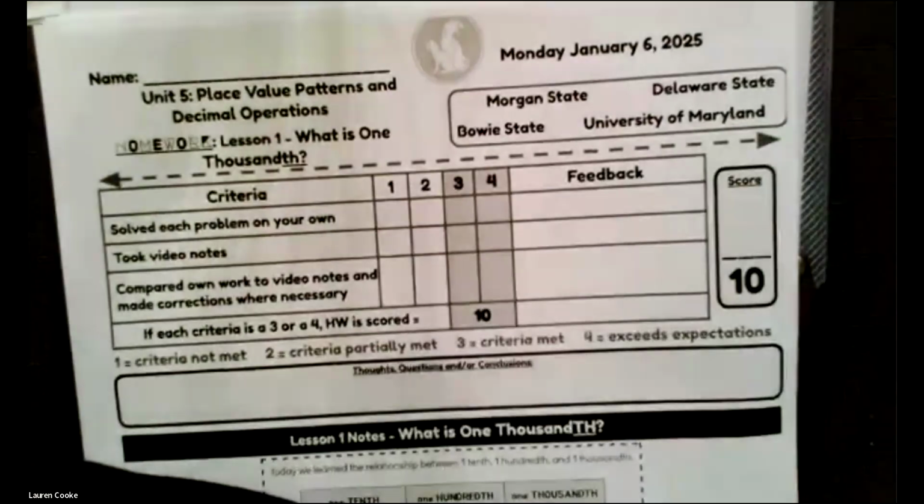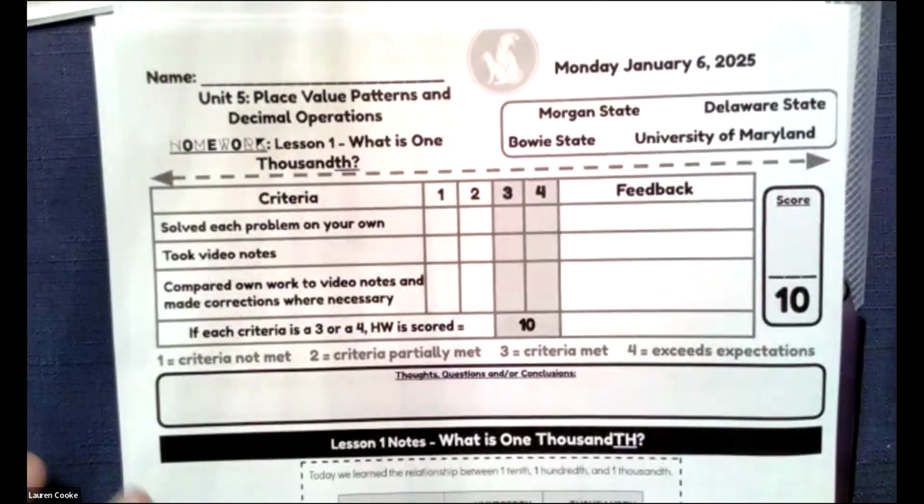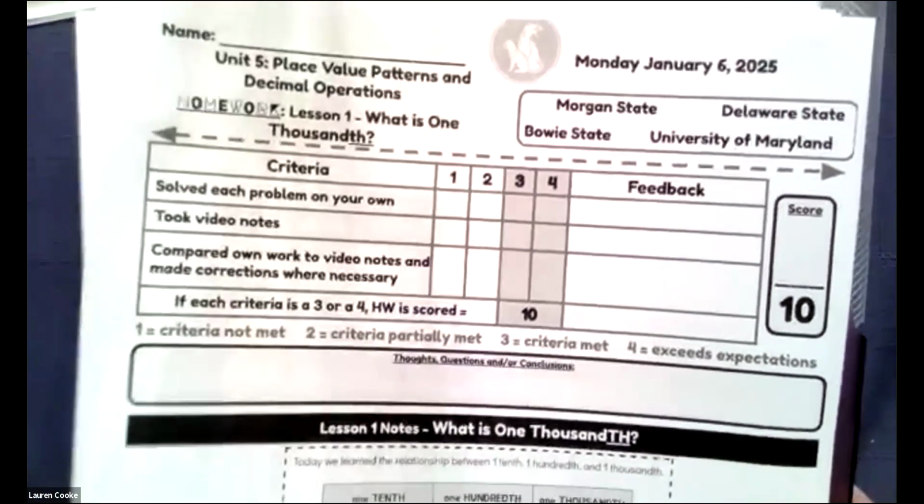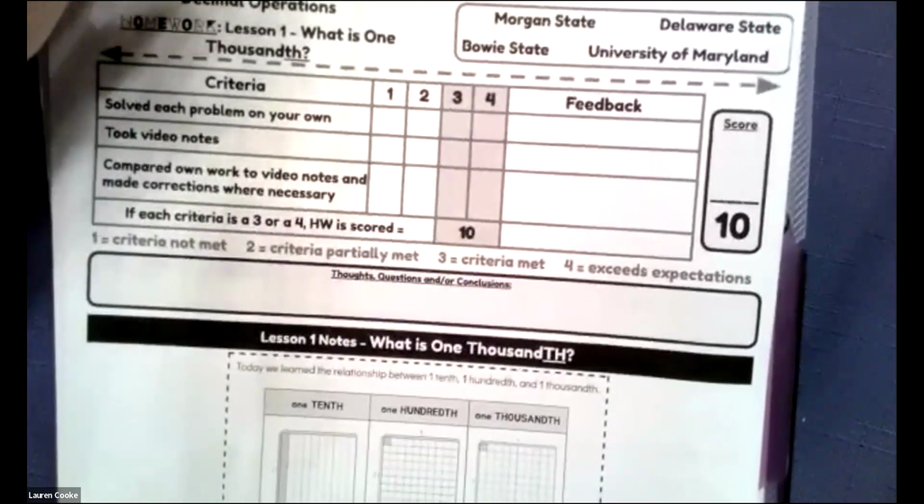All right. It is Monday, January 6th. And we are about to start Unit 5, Lesson 1. What is 1,000th? Like I used to say years and years ago. So if you have an old Teamster near you, they'll know exactly what I'm talking about.